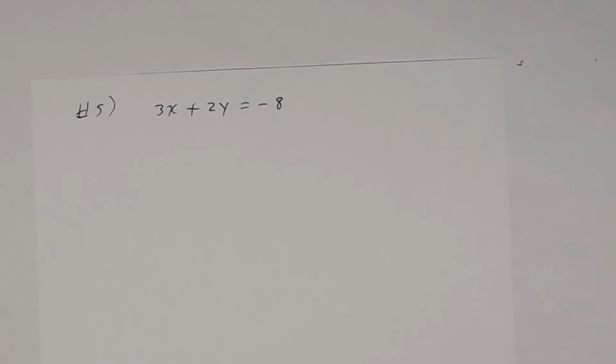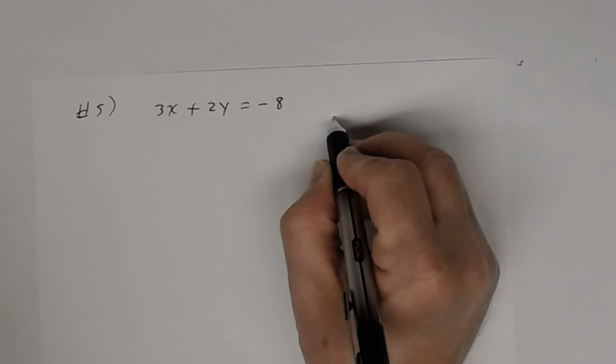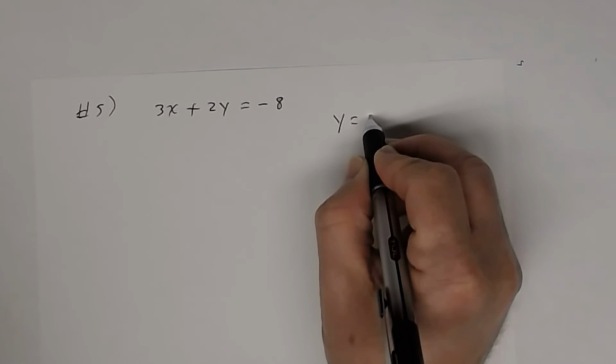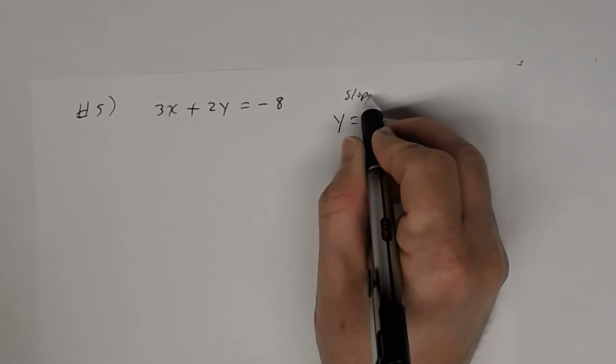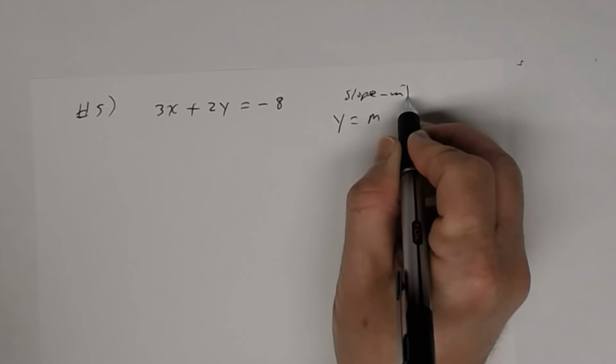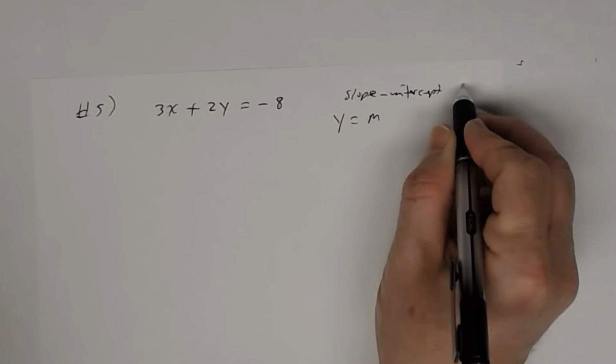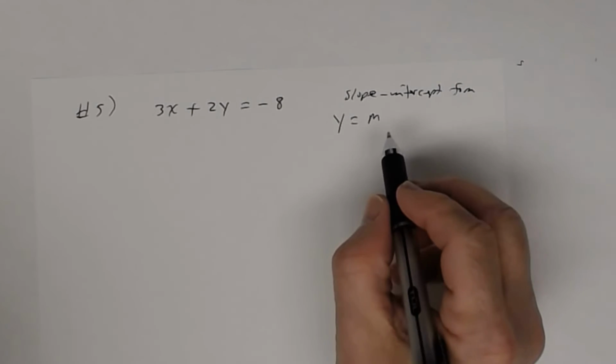All right, so number 5, you have 3x plus 2y equals negative 8. So you have this linear equation, and you want to graph it by finding the slope and the y-intercept. So the thing you're going to do is transform this into slope-intercept form. So remember, slope-intercept form. And so again, in slope-intercept form, you're going to solve for y.